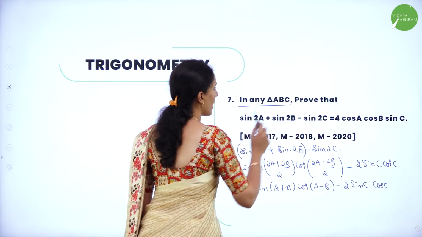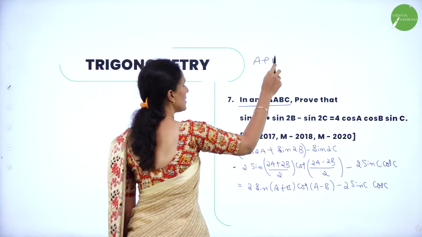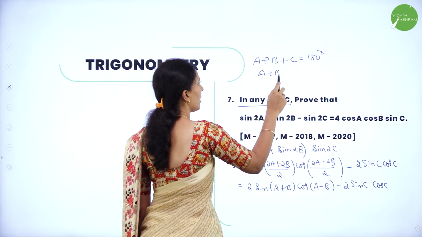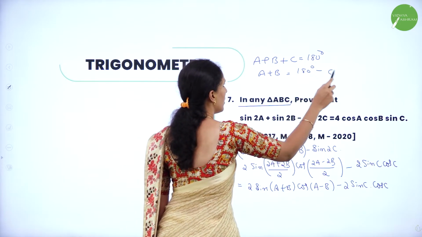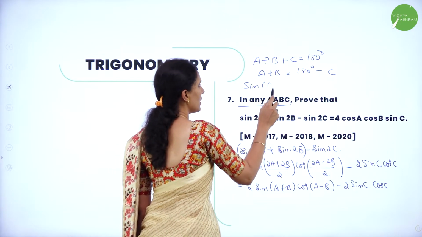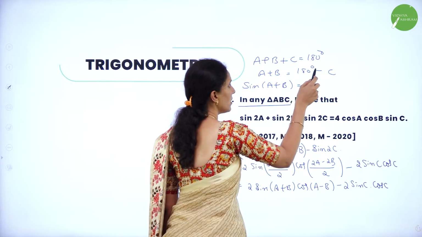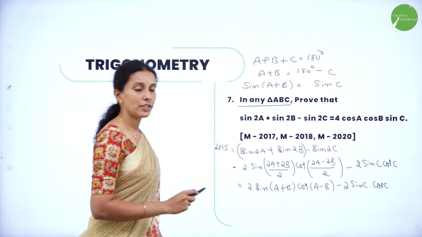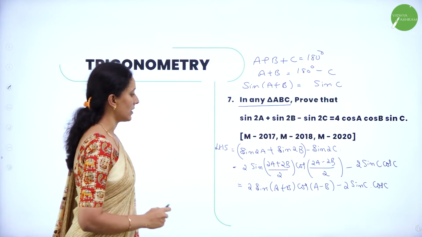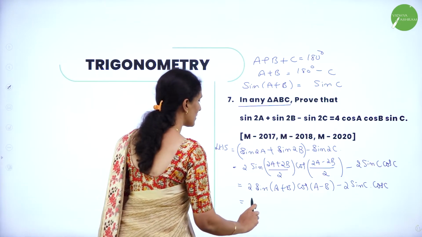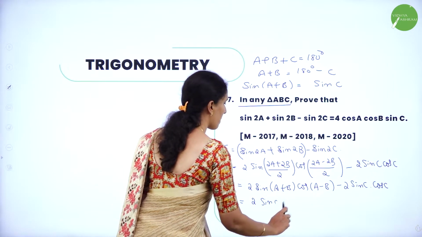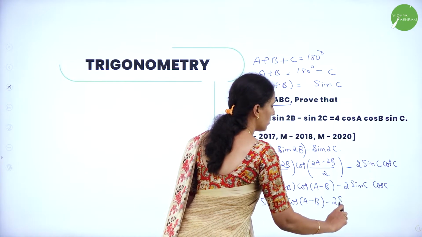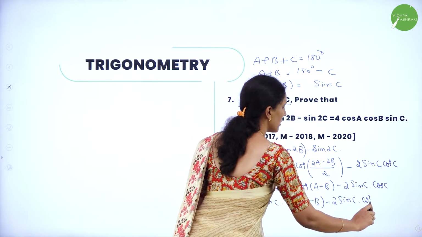Since in any triangle ABC we know that A plus B plus C is equal to 180 degrees, A plus B can be written as 180 minus C. If you apply sine on both sides, you get sin(A plus B) is equal to sin(180 minus C), which becomes sin C, since sin(180 minus theta) is sin theta. So instead of sin(A plus B), I will substitute sin C. And here we have cos(A minus B) minus 2 sin C cos C.